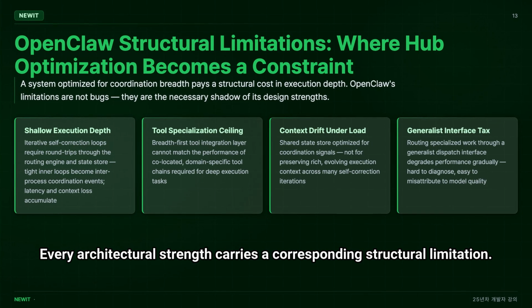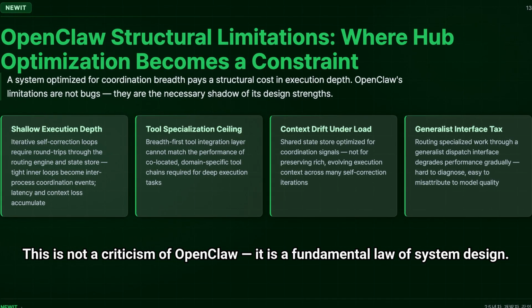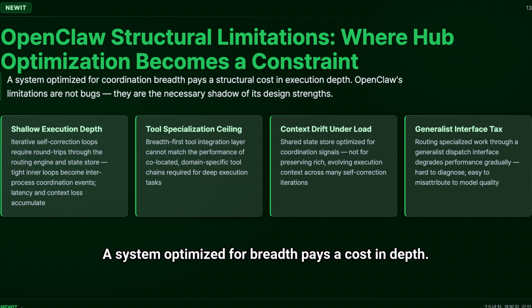Every architectural strength carries a corresponding structural limitation. This is not a criticism of OpenClaw. It is a fundamental law of system design. A system optimized for breadth pays a cost in depth. Let's be precise about where OpenClaw's ceiling is. The first limitation is execution depth.